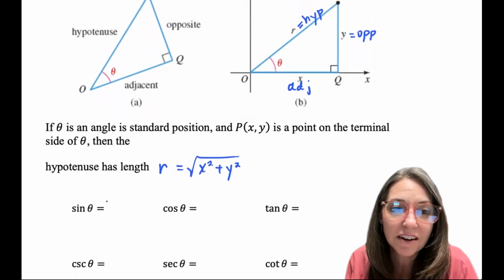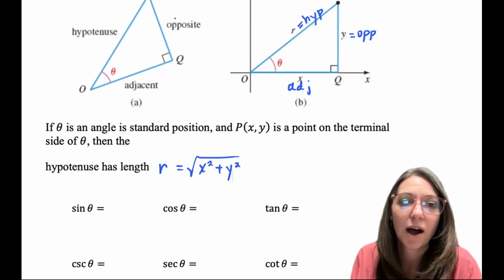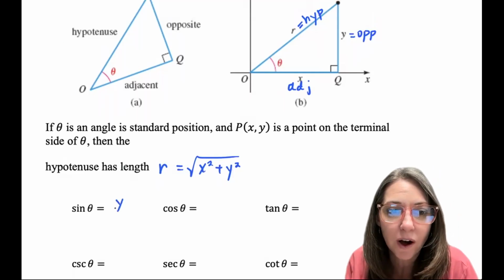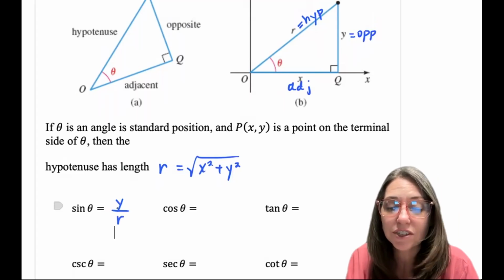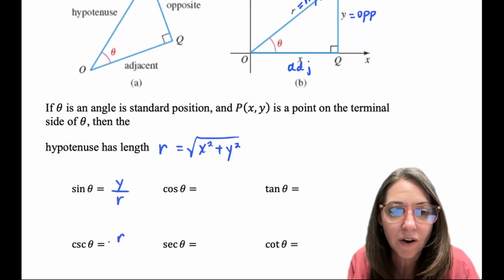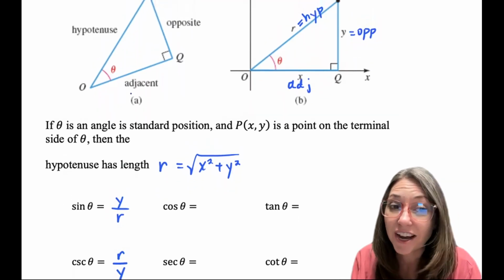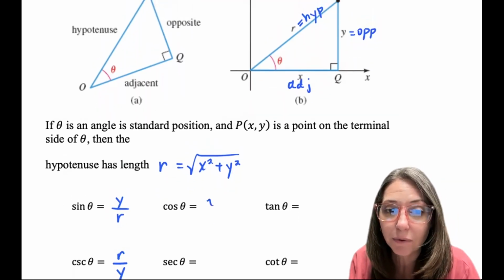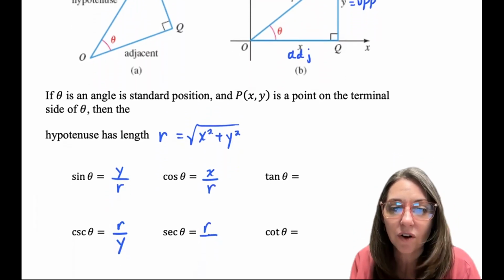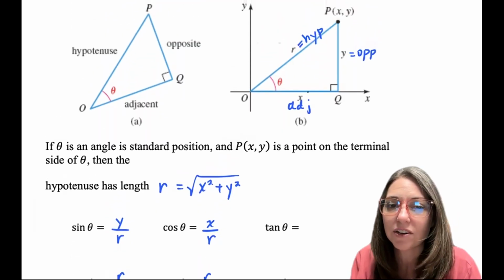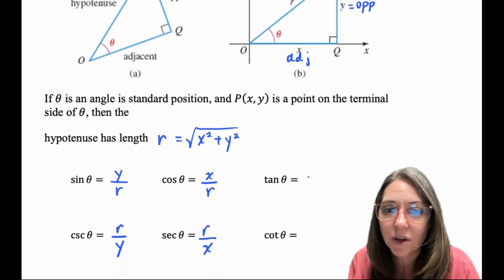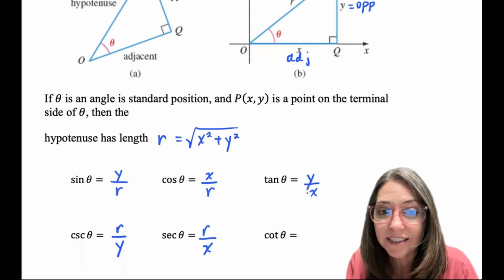Sine of theta is always opposite over hypotenuse. So now we can write it as y over r. And its reciprocal, cosecant, would be r over y. Cosine, instead of adjacent over hypotenuse by SOHCAHTOA, would be x over r. And its reciprocal is secant, which is r over x. Tangent is typically opposite over adjacent. So now we can label that as y over x, and cotangent we can label as x over y.